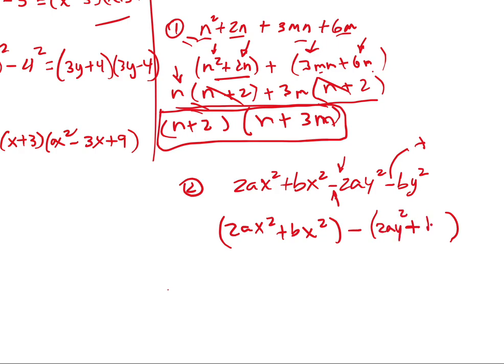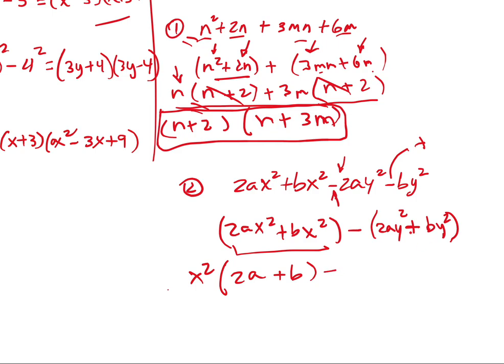2ay squared, by squared. I'm going to do the same thing again, so I'm going to check what do they have in common, this first term. I see they have x squared in common, so I can pull that out. What else do they have in common? That's a b, that's an a, that's a 2. Nothing else really. So I'm going to close my parentheses and say that this is 2a plus b.